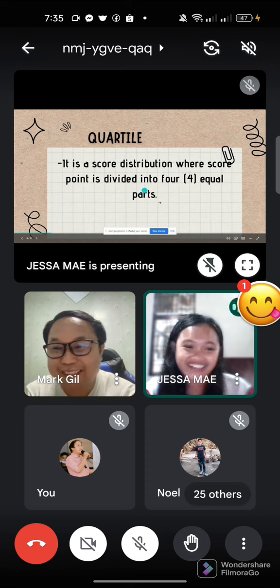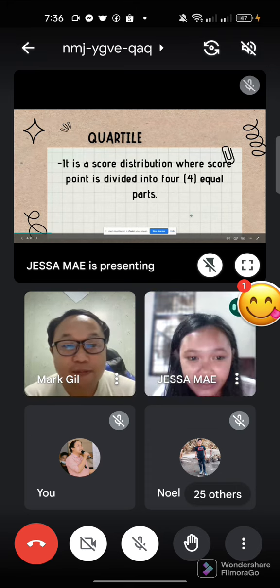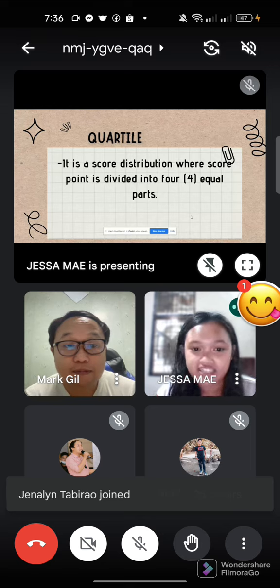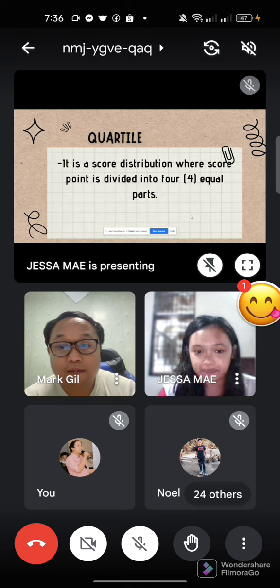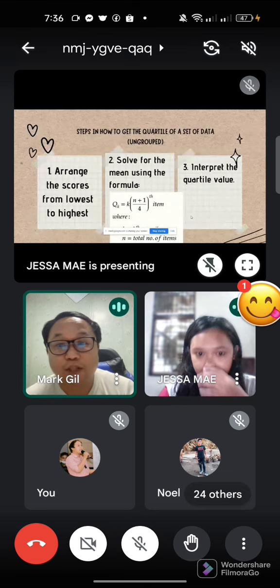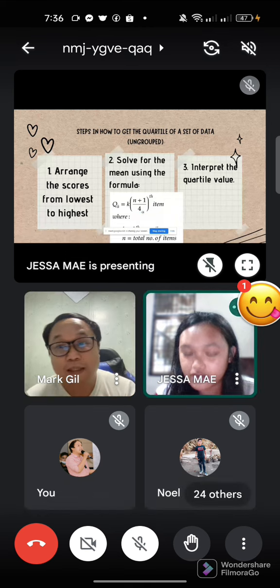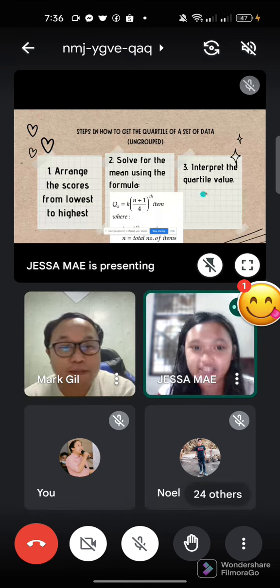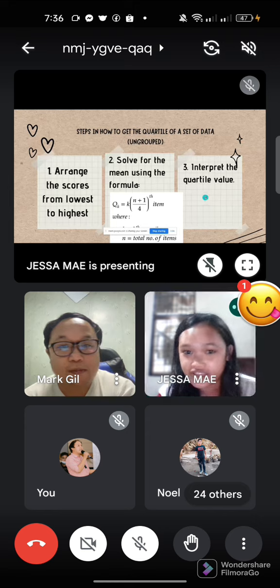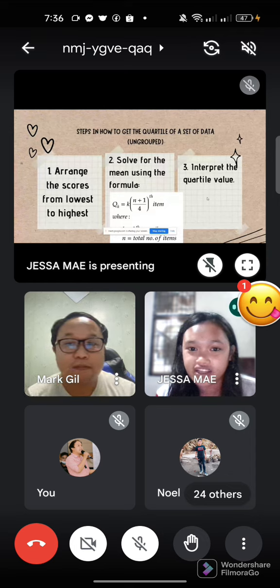Quartile. It is a score distribution where the point is divided into four equal parts. That is why it is called quartile, because it is divided into four quarters. So, these are the steps on how to get the quartile of a set of data in a group.